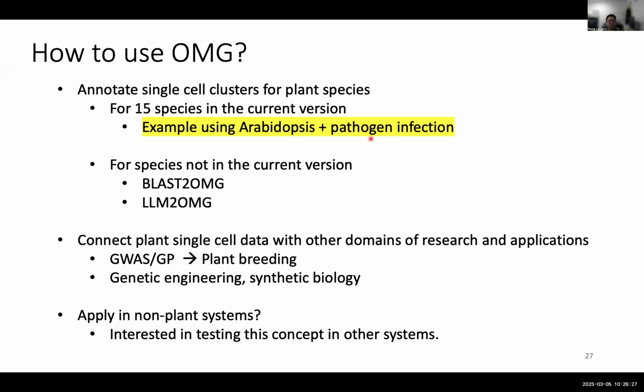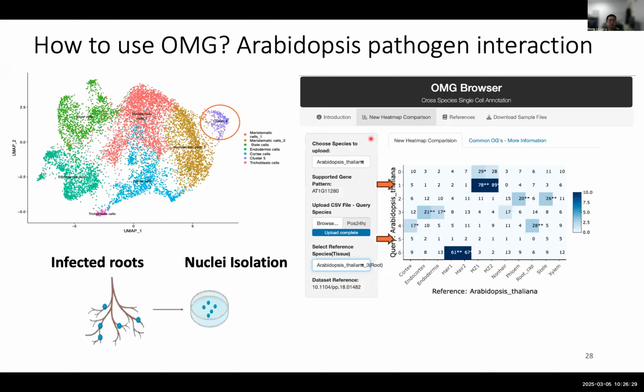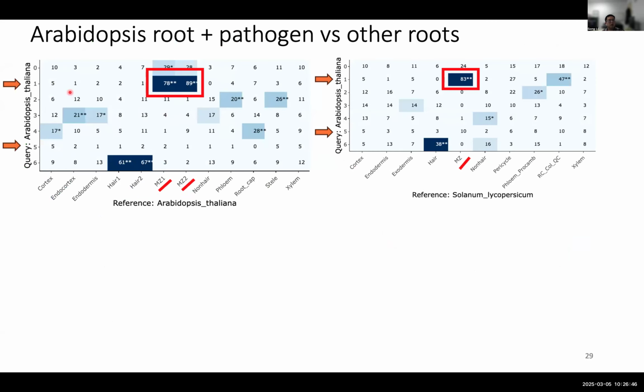And I'll give you one more example we have been doing in our group, which is to use this for pathogen infection identification and to see what are the pathogen infected cells. We did a root infected with a certain plant pathogen, which you will see in probably a year what we're doing. And then we have a cluster that is not annotated by OMG to be aligned to any clusters, which is cluster number 5.